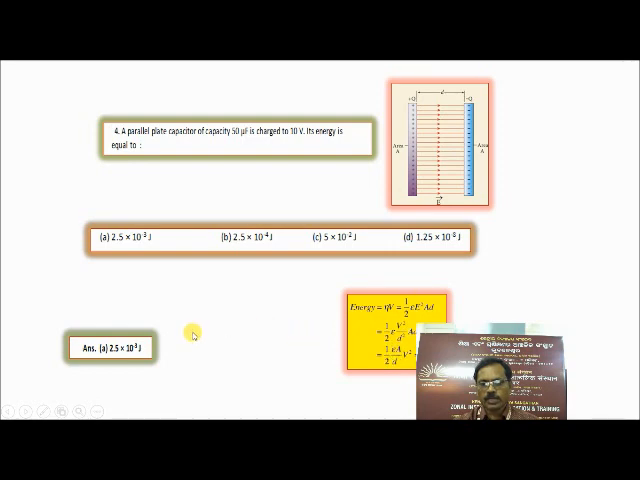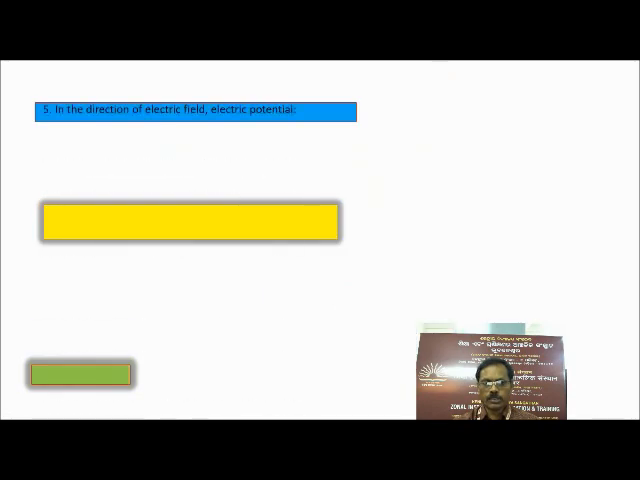So when I substitute the values into half C V square: half into 50 microfarad into V square, 100. When you divide by 2, you get 25 and 100, which gives 2.5 into 10 power minus 3 joule. I will substitute it and find the answer. You must know the formula for the particular topic. Let's go to the fifth question. In the direction of the electric field, what will happen to the electric potential?